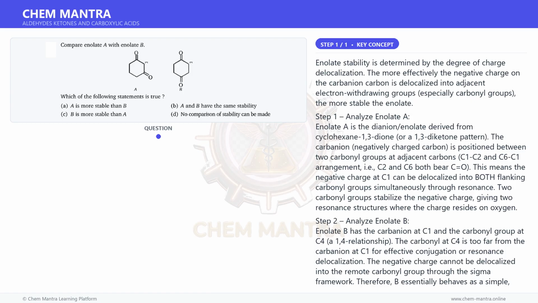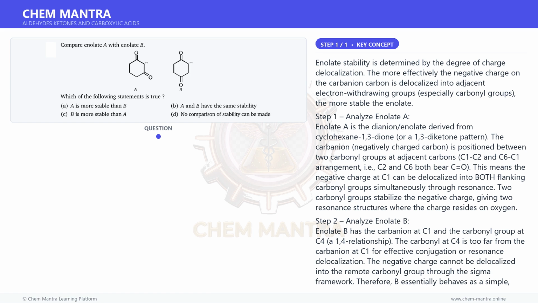Step 2. Analyze enolate B. Enolate B has the carbanion at C1 and the carbonyl group at C4, a 1,4 relationship. The carbonyl at C4 is too far from the carbanion at C1 for effective conjugation or resonance delocalization.